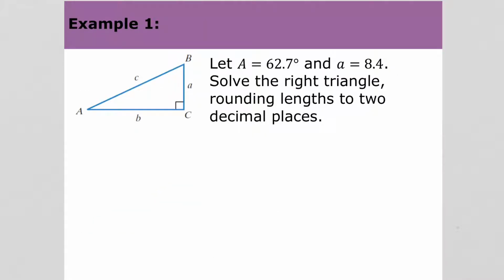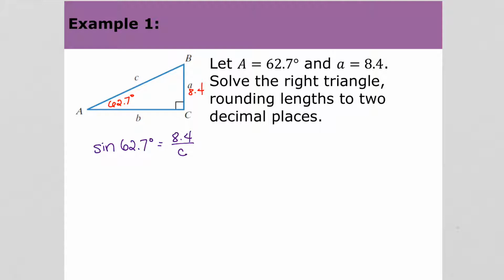So example 1 says that angle A is 62.7 degrees and side a is 8.4 units. Solve the right triangle, rounding to 2 decimal places. Let's start by finding the hypotenuse. We know that sine is equal to opposite over hypotenuse. So we're just using what we have. We have an angle, we have the opposite side.